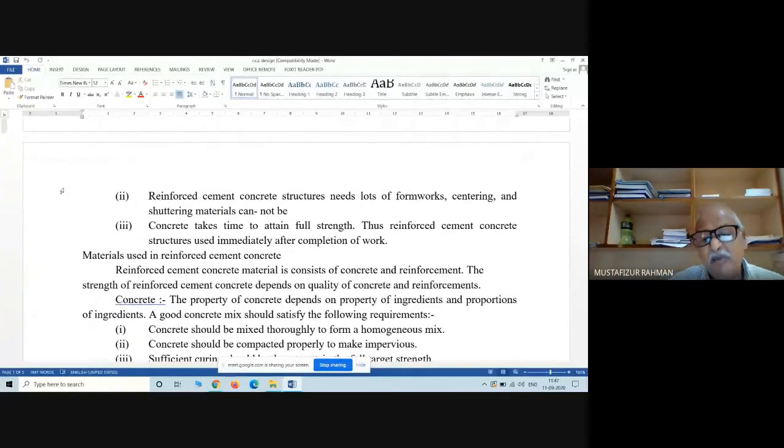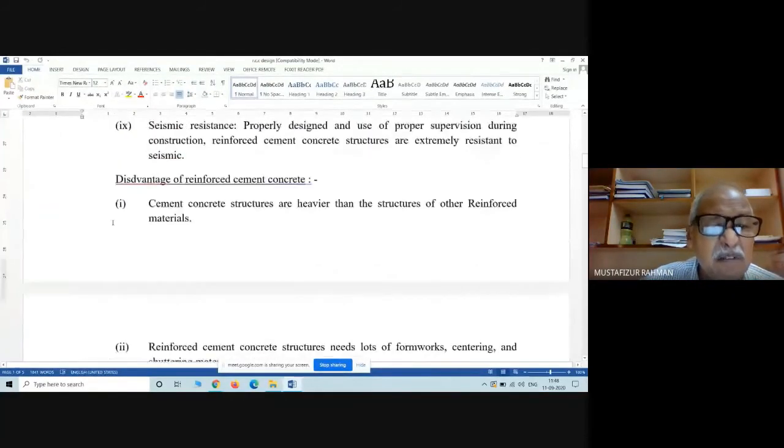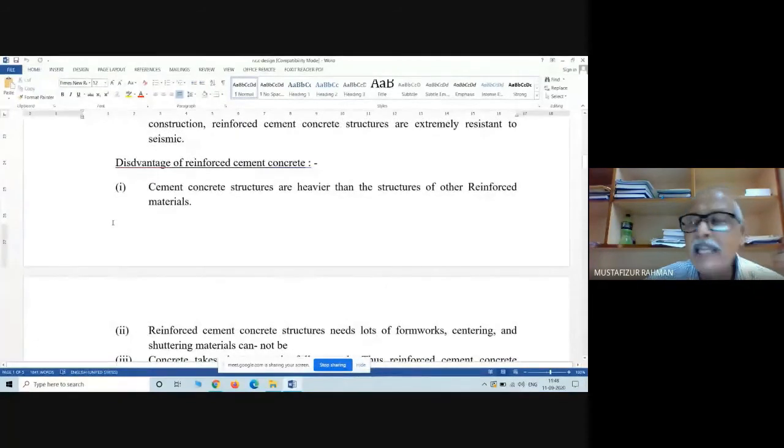Then concrete takes time to attain strength. If you construct a house of bamboo or timber, you will be able to use it within a month. But if you go for RCC, it will take some minimum time. So these are the few disadvantages. Now compare: we are getting 3 disadvantages, but 9 advantages I mentioned. So ultimately, comparing these, is concrete more advantageous or disadvantageous?